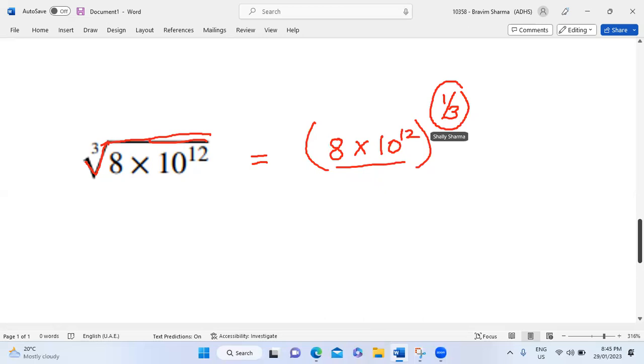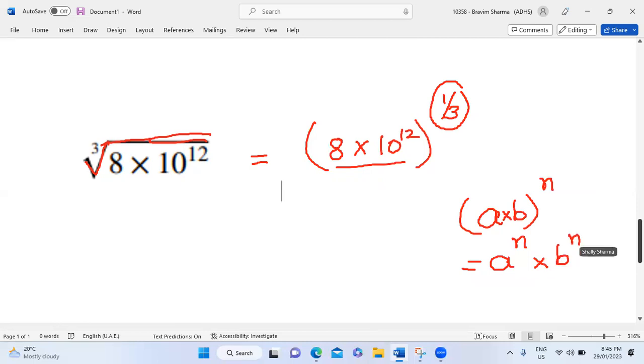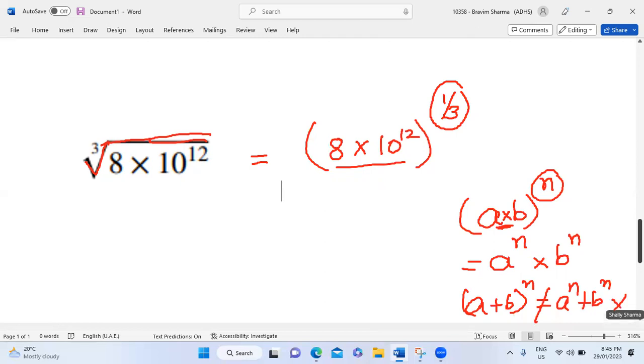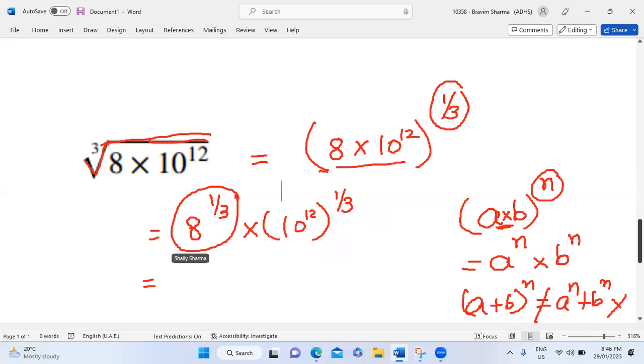Now we have one property. If you have a times b raised to the power of n, I can split this power as a to the power of n multiplied by b raised to the power of n. In multiplication and division, you can split this power, but not in a plus b raised to the power of n. Here you cannot write it this way. That would be wrong. So here I can do 8 raised to the power of 1/3 times 10 to the power of 12 whole raised to the power of 1/3. 8 raised to the power of 1/3 means cube root of 8, which is 2.